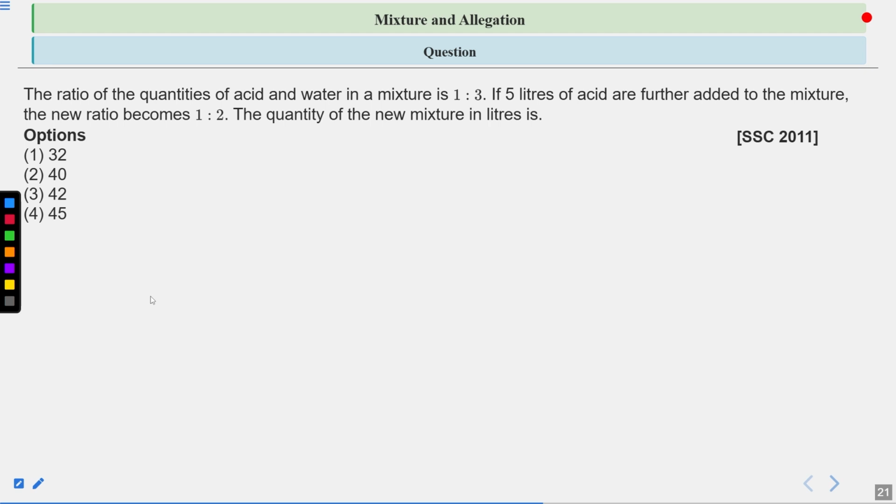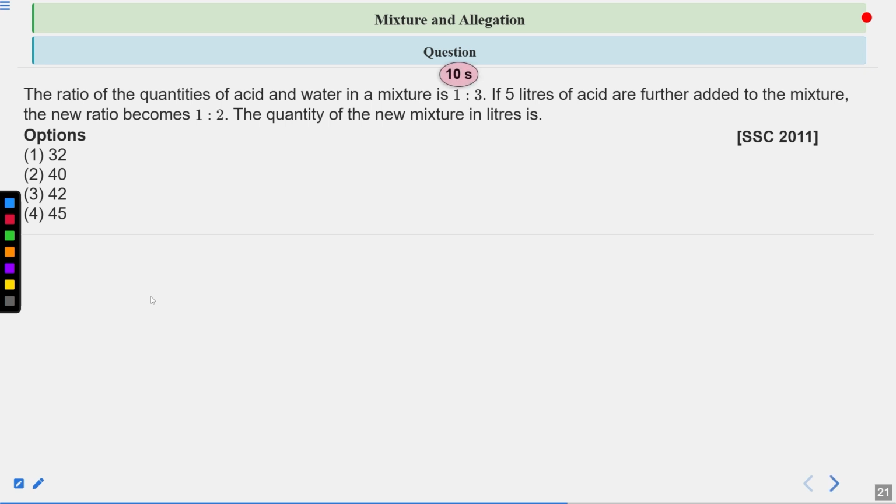The ratio of the quantity of acid and water in a mixture is 1:3. If 5 liters of acid are further added to the mixture, the new ratio becomes 1:2. The quantity of new mixture in liters is, and this question was asked in the SSC exam in 2011. There are four options. First one is 32, second is 40, third one is 42, and fourth one is 45.